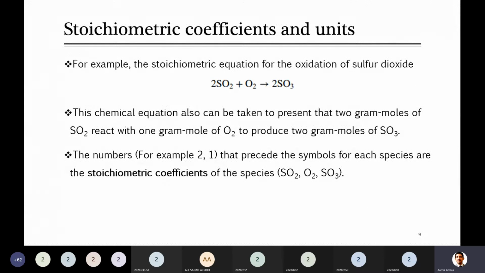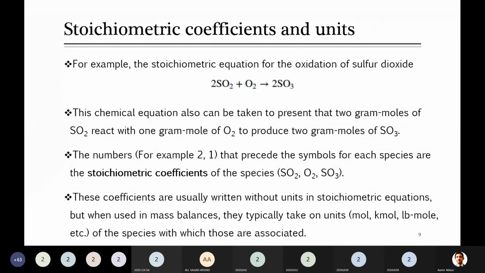What we call these numbers is stoichiometric coefficients. In a stoichiometric equation, the moles associated with the different species are called stoichiometric coefficients. Understand this? I think you are already aware of these terminologies. What is a reaction equation? What is a balanced equation? What do these numbers indicate? If anyone has any issue, you can ask. Any question? No, sir.